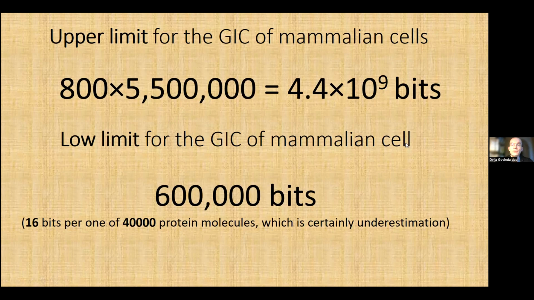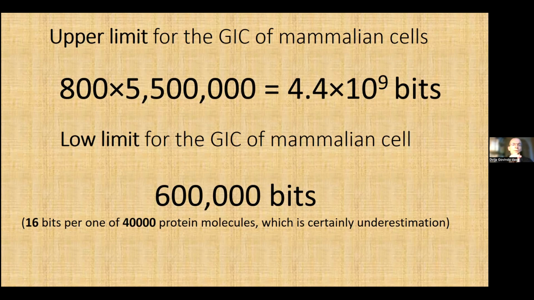Now the author switches from Escherichia coli to the mammalian cell. A mammalian cell is said to be about 800 times bigger than the cell of Escherichia coli. So correspondingly, we multiply the upper limit by 800, and we also need to estimate the lower limit for the genetic information content of a mammalian cell. Richard Thompson dedicates many pages to getting this number, 600,000 bits. This is the lower limit for the genetic information content of a mammalian cell.